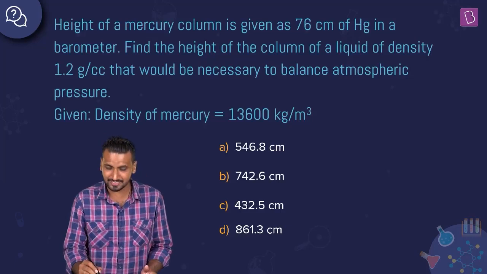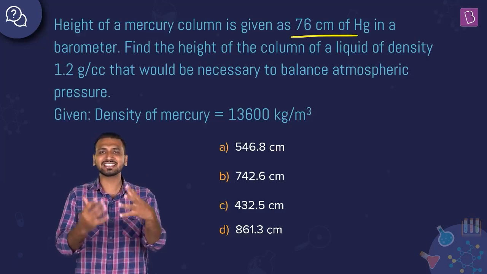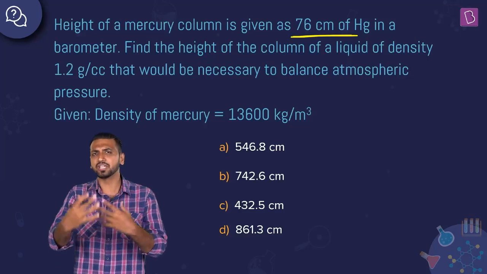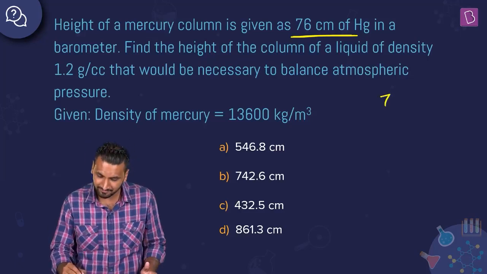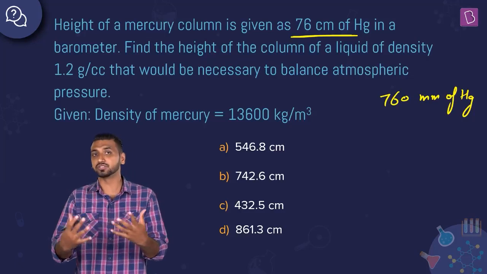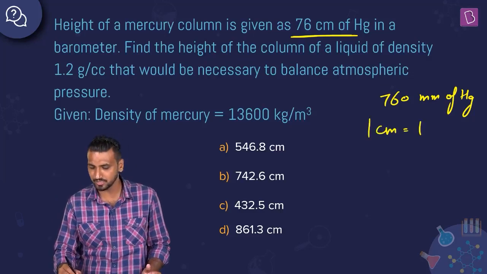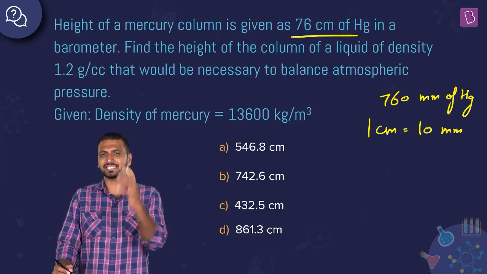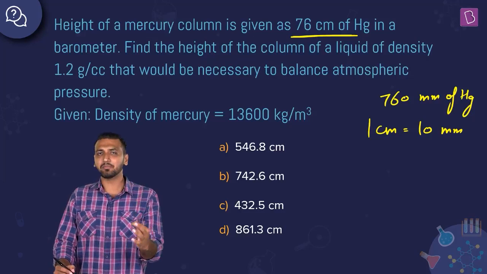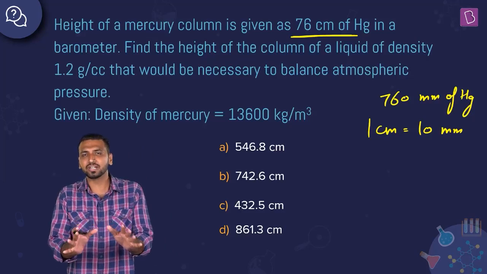So what you see is a mercury column where the height of the mercury is given as 76 centimeter of Hg. That's mercury, right? And we are very used to hearing 760 mm of Hg, right? So you should know the conversion, centimeter to millimeter. 1 centimeter is nothing but 10 millimeter, right? So if you say 76 centimeter, that's exactly equal to 760 mm of Hg. Fine, perfectly fine.